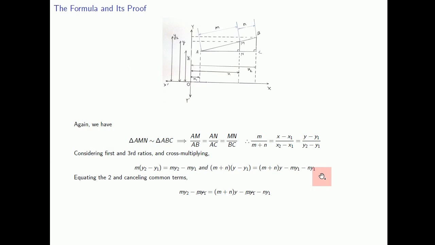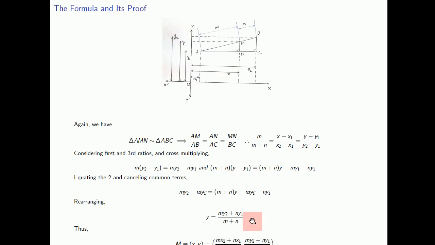As we did for the first two ratios, let's equate the two terms and cancel the common terms within them. So LHS is my2 minus my1 and RHS is m plus n into y minus my1 minus ny1. So minus my1 and minus my1 will go, and you will be left with my2 equal to m plus n into y minus ny1. So when you rearrange the terms, you can bring this minus ny1 to the LHS. So you will get my2 plus ny1, and then you can divide it by m plus n to get the expression for y.